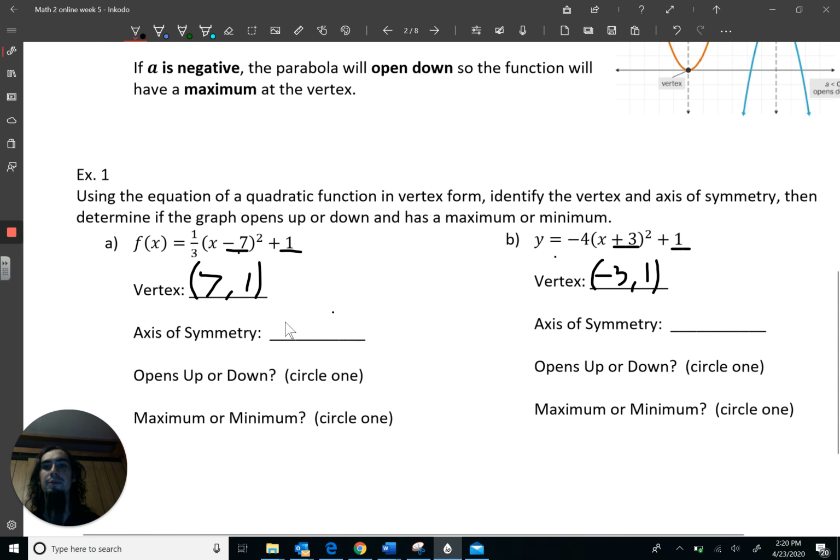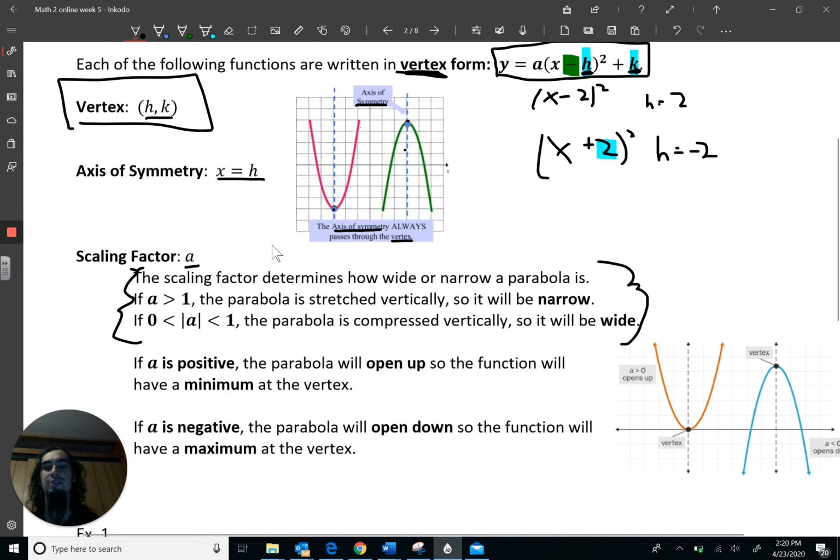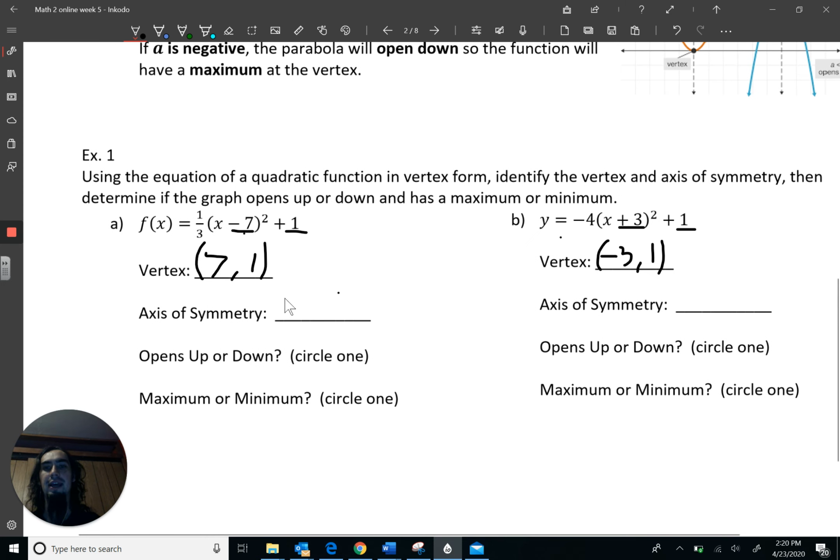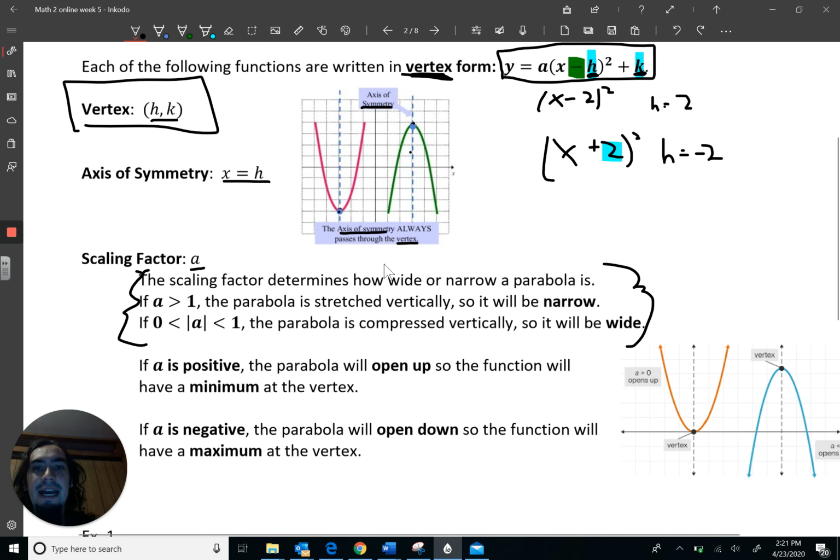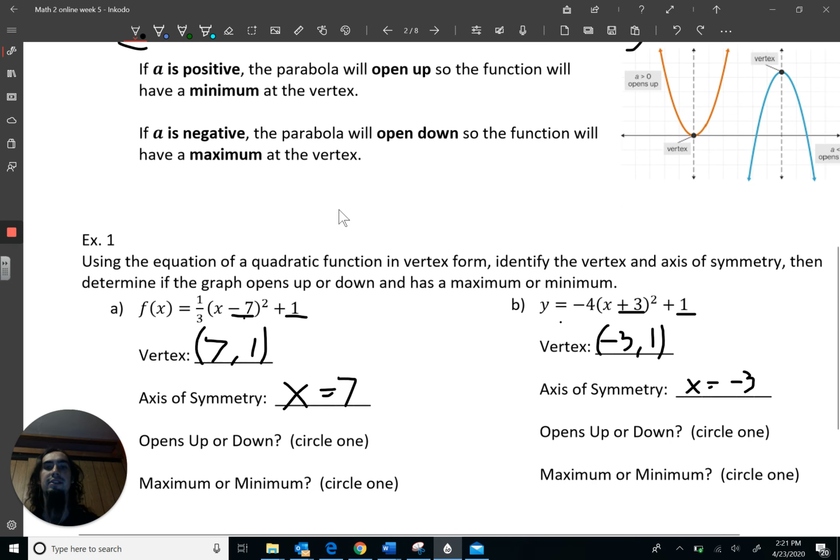Axis of symmetry. Okay, that was the easy one. It's just x equals h. x equals, what's h? h was 7. Bam, done. Axis of symmetry, x equals h. What was our h value? 3. But it's opposite, remember? Always opposite. So -3. Notice it matches? Yep. That's got to happen. Why does it have to happen? It has to happen because the vertex and the axis of symmetry pass right through each other. The vertex is always on the axis of symmetry. So these numbers have to match every time.